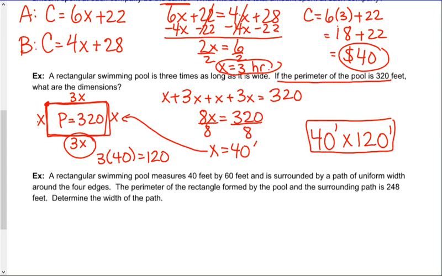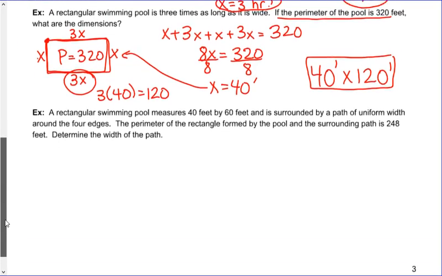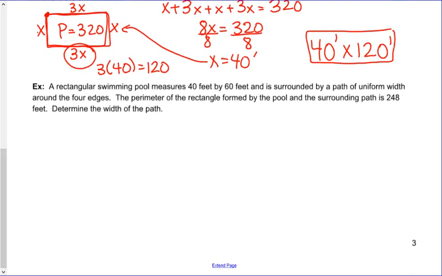Now, let's move on to our next one, which is going to give us just a little bit more of a twist to it, but it's not going to be too bad. It says that a rectangular swimming pool measures 40 feet by 60 feet. So I'm going to stop and draw that. It's 40 by 60.